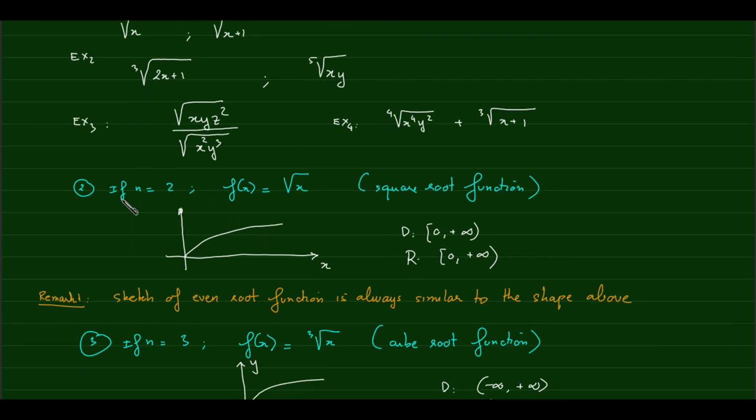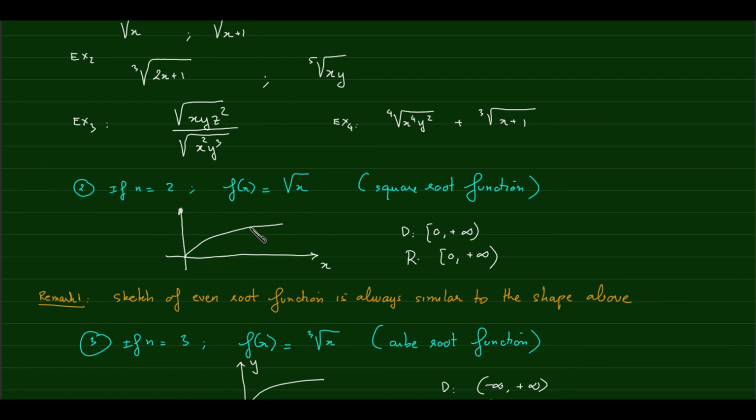which are the square root function and the cube root function. The square root function is nothing but n equal to 2. If n equals 2, we have f(x) equals the square root of x. So this is called the square root function, and the sketch for the square root function looks like this.